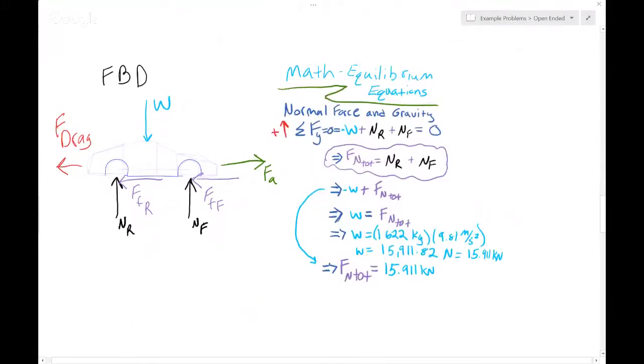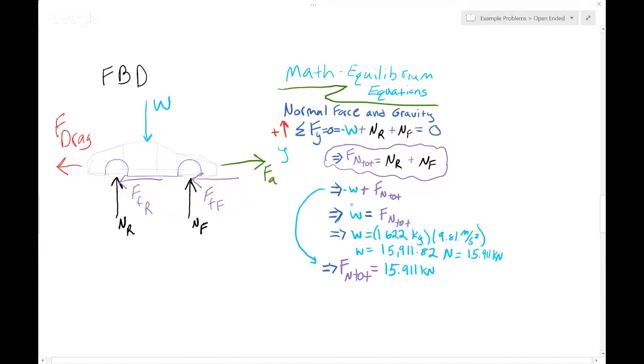So starting with our equilibrium equations, we can calculate in the y direction first, since we know most of those variables starting off. We have normal force and gravity as the only forces acting in this direction. So we have the summation of forces in the y direction equal to 0, which is equal to negative W plus normal force R plus normal force F, normal force rear and normal force front, which all has to be equal to 0 for this to remain in static equilibrium. So we're just going to sum our normal force rear and normal force front into normal force total to make this a little easier.